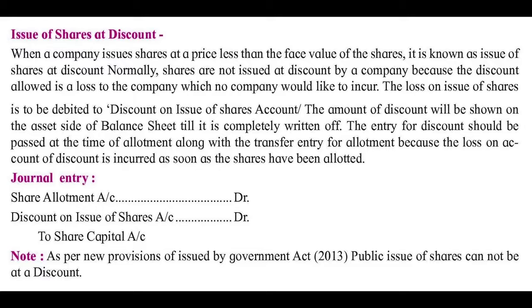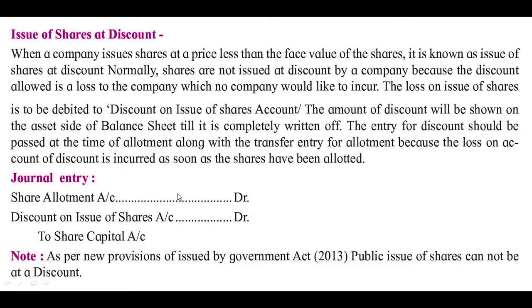So normally the companies do not issue the shares at discount, and when these shares are issued at discount, a separate discount on issue of shares account is maintained and it is shown under the assets in the balance sheet till it is completely written off. And the journal entry for issue of shares at discount is given here.